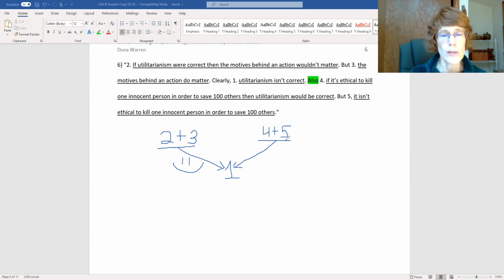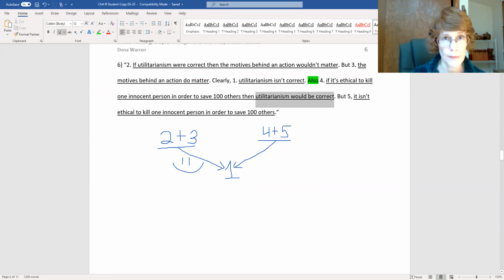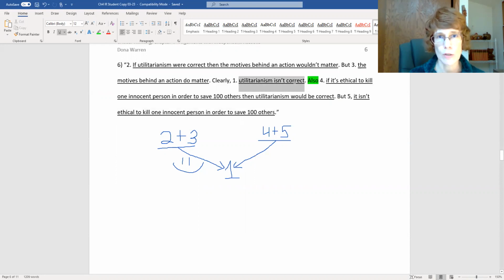So let's take a look at the inference that takes us from 4 and 5 to 1. Is that valid or not? Well, let's think about fronts and backs. If it's ethical to kill one innocent person in order to save 100 others, that's the front, then utilitarianism would be correct. That's the back. It isn't ethical to kill one innocent person in order to save 100 others. That's the opposite of the front, right? And we are concluding from that that utilitarianism isn't correct. That's the opposite of the back.